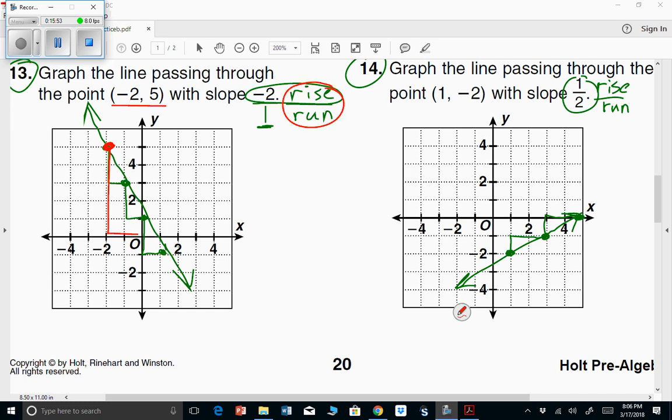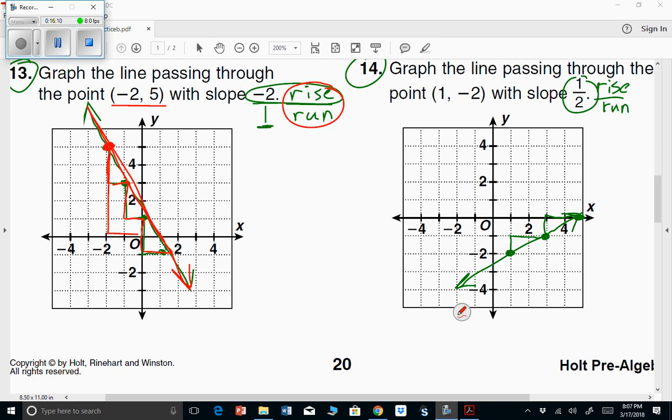Negative 2 is the rise, which means down 2. And then the run is 1 to the right. Down 2, 1 to the right. Connect your dots, and you've got your line.